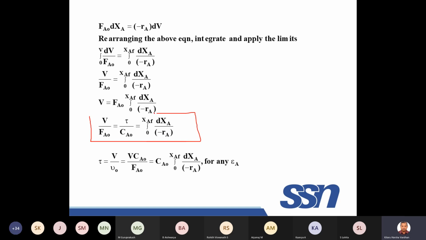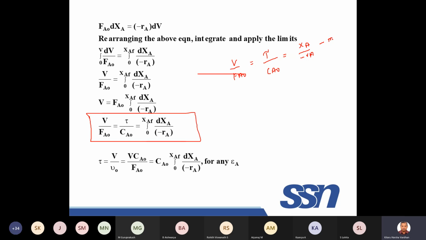Here, V by F naught is tau by C naught integral 0 to XAF dXA by minus Ra. Now, can anyone tell what is the difference between this design expression and the design expression of mixed flow reactor? In mixed flow reactor, you get a design expression like this: V by F naught is tau by Ca naught is Xa by minus Ra.